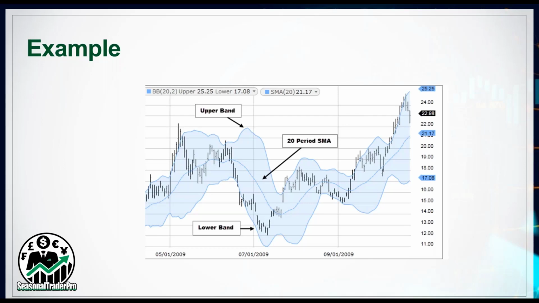Okay, same with it when it gets stretched to the downside. When it gets stretched to the downside, at some point we know we're going to get that snap back to the upside, at least back to the middle. Okay, that mean, that 20-period SMA.